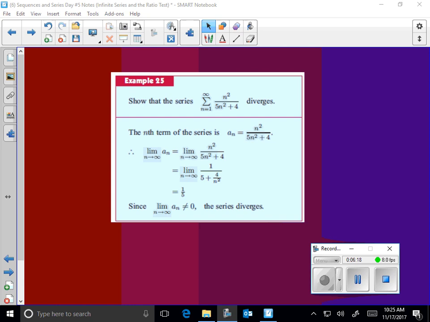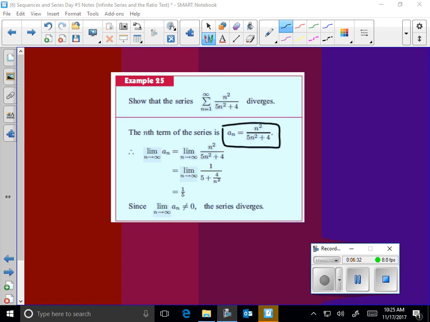Okay, so let's take an example here. Show that the series n squared over 5n squared plus 4 diverges. Well, this is how you'd write the series. I could write the sequence like this, right? The sequence is just the term or the expression in terms of n. The series would have the summation notation and all that stuff to go along with it. So as you look at that and you send n to infinity, right?